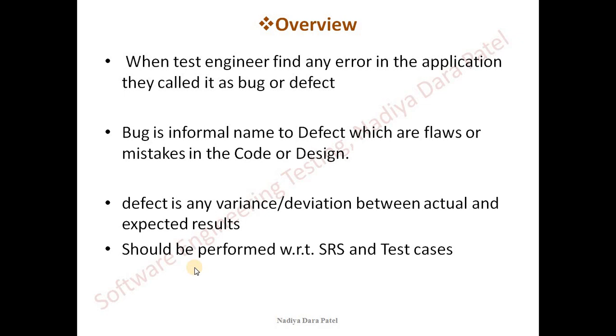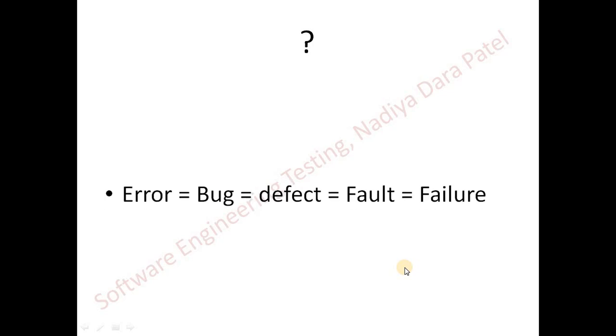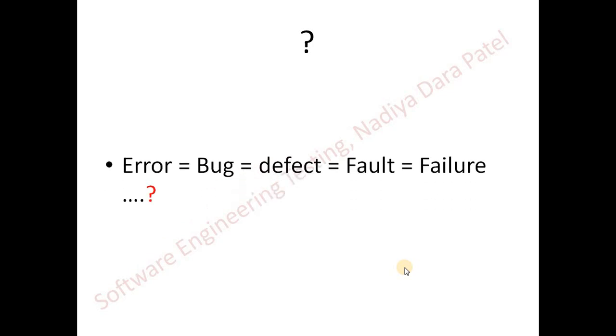The phase of testing should always be performed with respect to your system requirement specification document, which contains all the needs and requirements of your customer or end user, and test cases. One question which comes to mind here is: these are certain terms which come under testing, but is the meaning of everything the same? Are error and bug nothing but one and the same thing? Are bug and defect the same? Fault, failure and defect, are all of them the same or different?